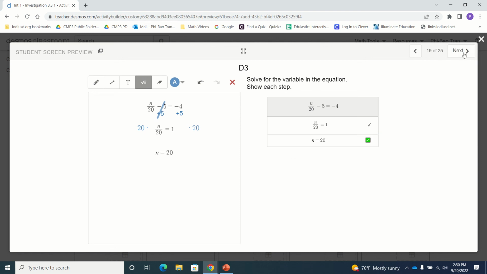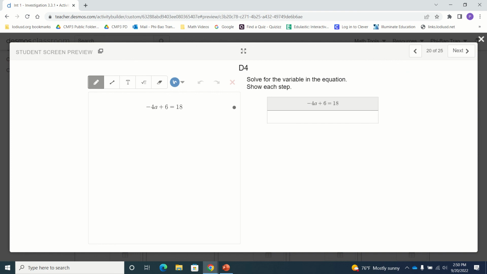Okay. And finally, for the last problem, okay. So I want to get a by itself. So I need to start off by getting rid of these 6. Okay. But if I subtract 6 on one side, I need to subtract 6 on the other. So I'm left with negative 4a. Whoops, because these are going to cancel out. So I'm left with just this negative 4a. Equals 18 minus 6, that's going to be 12.